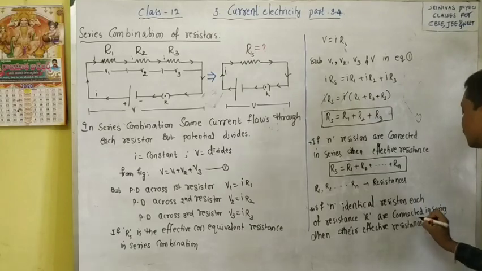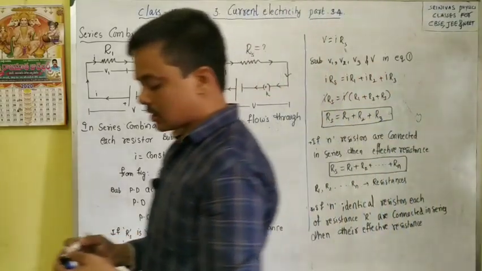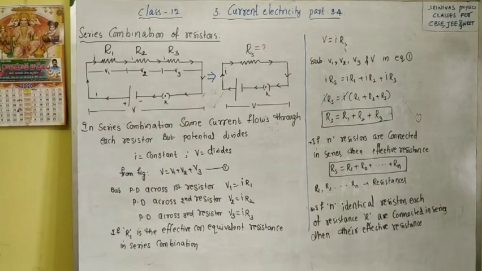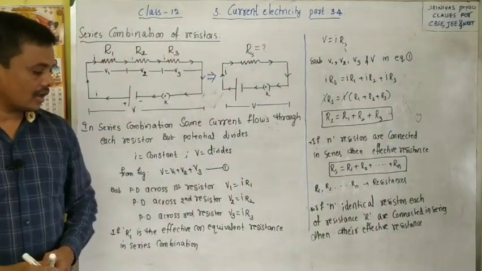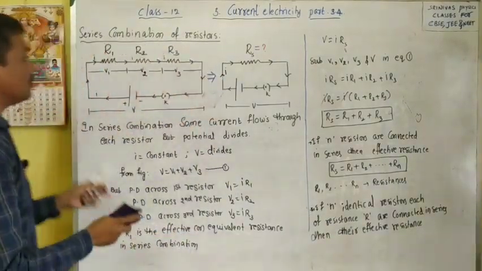It is very simple. How many resistors are we connecting in series? N resistors, and all the resistors have the same resistance. All are identical, right? Each resistance is capital R. Now, what is the effective resistance?